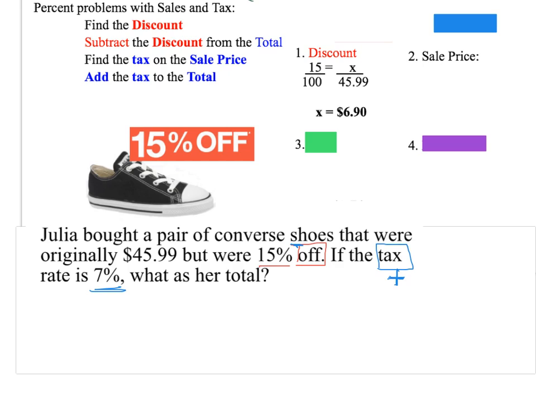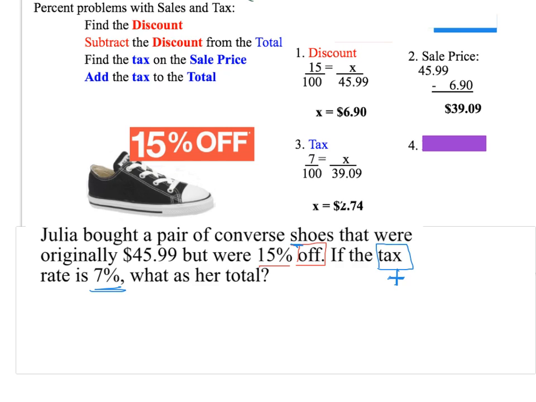Next, we need to find the sale price. Go ahead and find the sale price by subtracting. So you should have subtracted $45.99 minus the discount, and your sale price should be $39.09. Next step is we need to find our tax. Go ahead, set up a proportion, and solve for the tax. All right, so your proportion should have been 7 over 100 equals X over 39.09. We use the sale price. And for X, you should have gotten $2.74 for the tax.